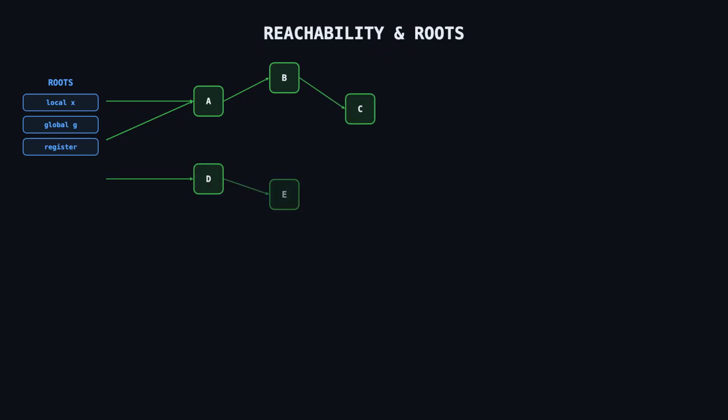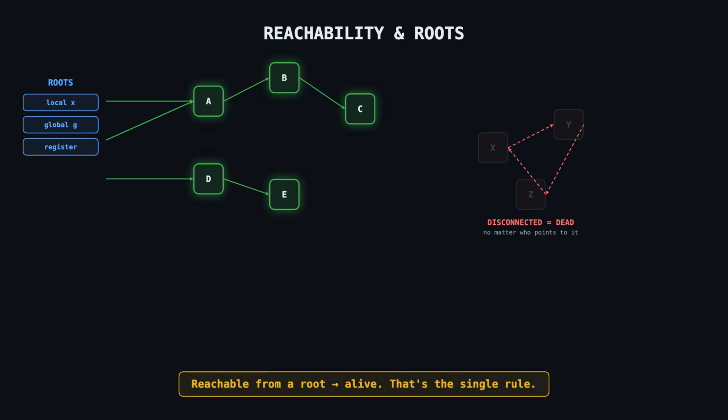From the roots, you follow references. A root points to an object. That object points to another object. You keep following the arrows. Every object you can reach by walking those arrows is alive. And here's the key insight. If an object can't be reached from any root, it doesn't matter what points to it. Even if 100 other objects reference it, if none of them are reachable either, the whole group is dead. It's just floating, disconnected from the program. That single rule, reachable from a root, is what every tracing collector is built on.